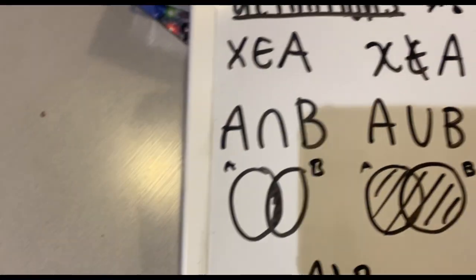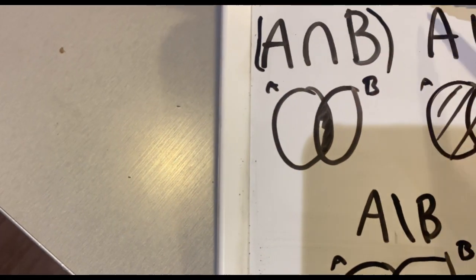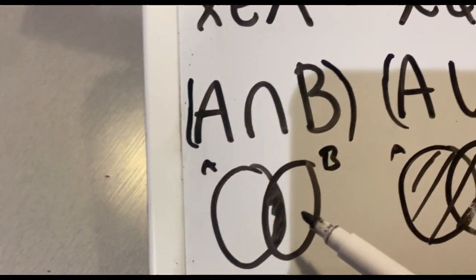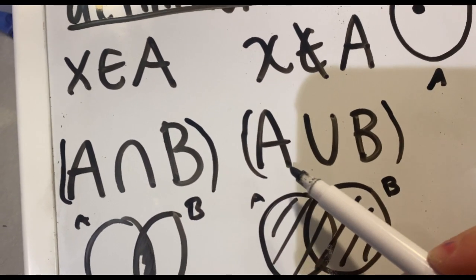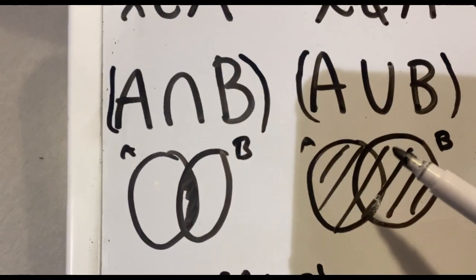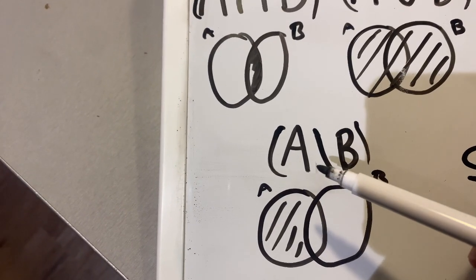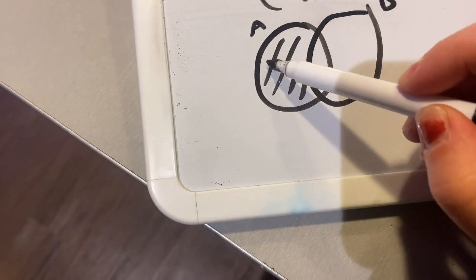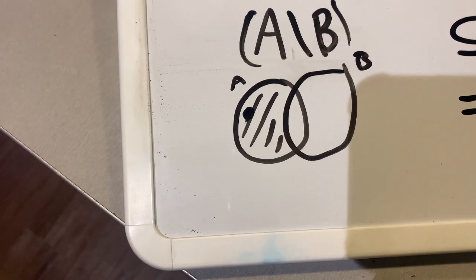x exists within A. Moving on, we have x exists in, if you think about everything here in parentheses, x exists in the intersection of A and B. That's what this symbol means. x exists in the union of A union B. So that would be x can exist in A or B. We have x exists in A minus B. So that would be x would be every part of A that B does not touch.